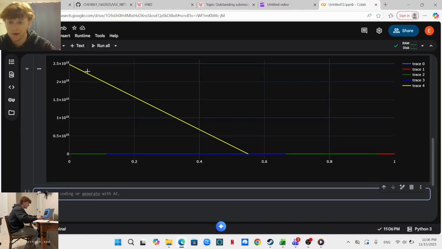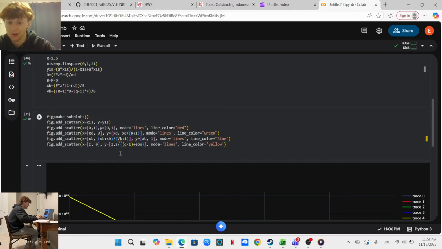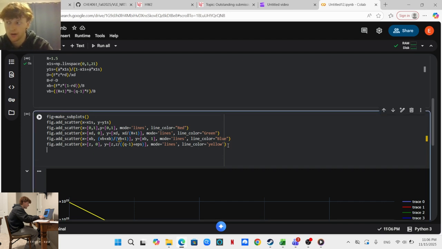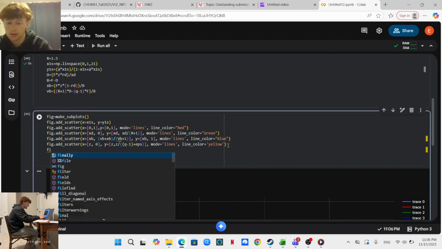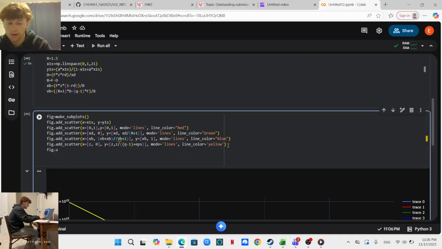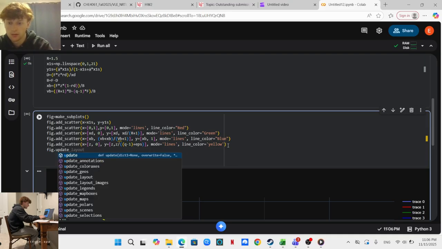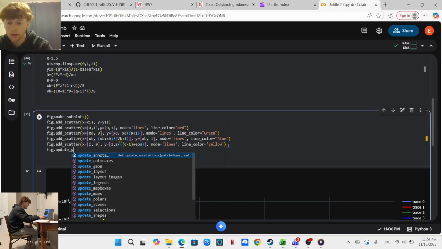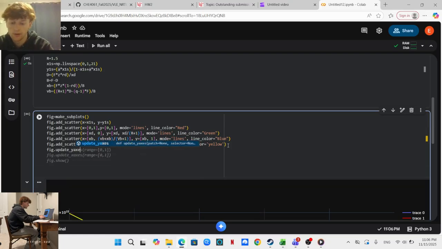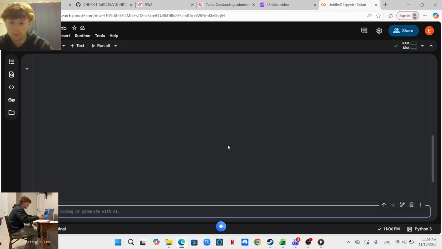And you see that this is really big because the slope is basically almost straight up and down. So in order to stop that, we just do fig.update_yaxes, range from 0 to 1. And then we hit shift enter.